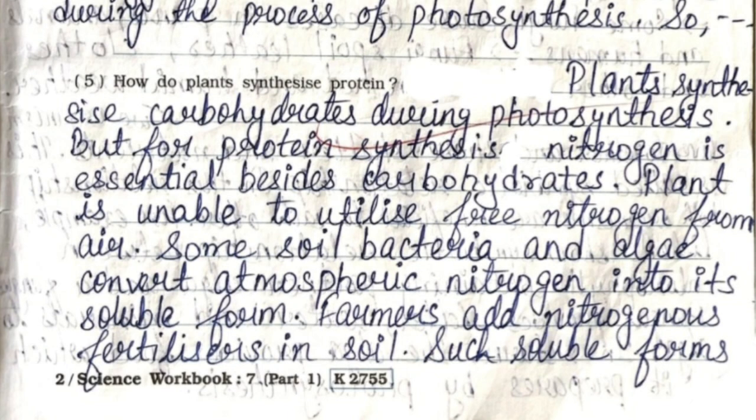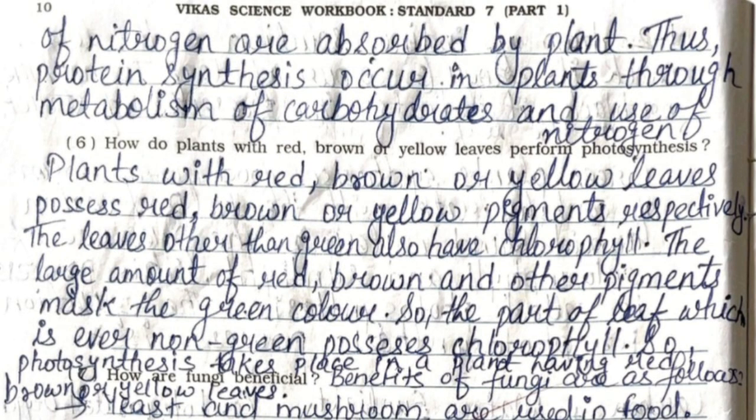Fifth one, how do plants synthesize protein? Plants synthesize carbohydrates during photosynthesis, but for protein synthesis, nitrogen is essential besides carbohydrates. Plant is unable to utilize free nitrogen from air, so soil bacteria and algae convert atmospheric nitrogen into its soluble form. Farmers add nitrogenous fertilizers in soil. Such soluble forms of nitrogen are absorbed by plant. Thus, protein synthesis occurs in plants through metabolism of carbohydrates and use of nitrogen.